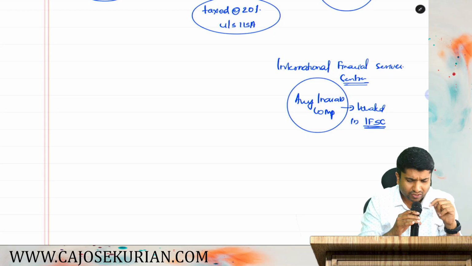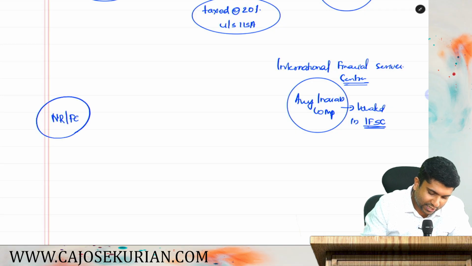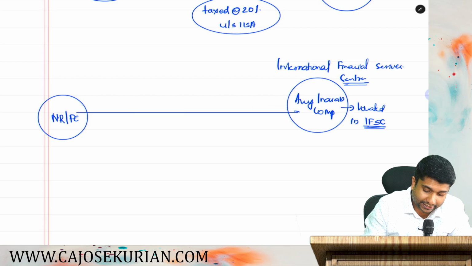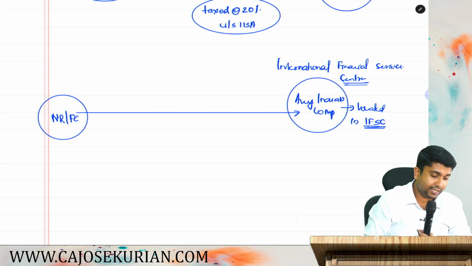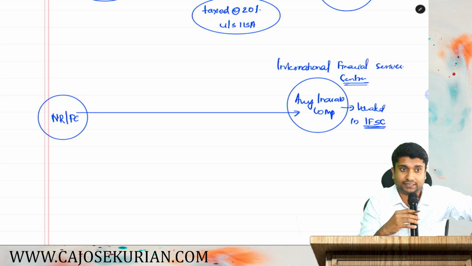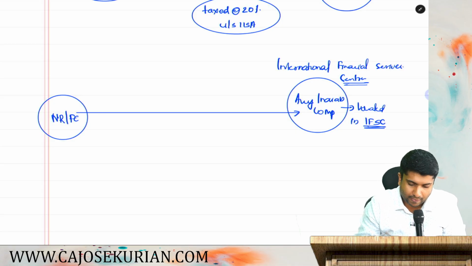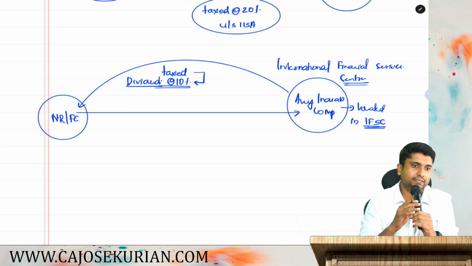Are you with me? So the point is, if you are a non-resident or a foreign company who has invested in a company which is situated in IFSC, the International Financial Service Center, and you are getting dividend from them, then the rate of tax, not the rate of dividend, for the dividend is only 10%. Are you with me?